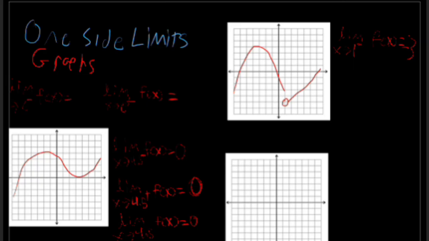But what about the right side? Because it seems to be doing something completely different. From the right side, it seems to be going a bit lower than the left side, and it's going to be at about negative 5. So one thing you should notice is that these two do not equal each other. And because of that, if anyone asks you, what's the limit when x is approaching 1? The answer will be that it does not exist.